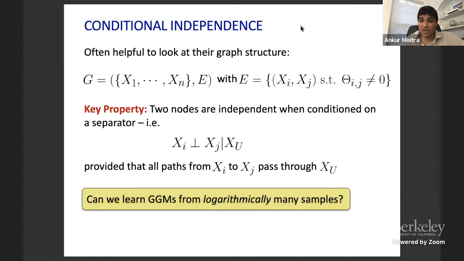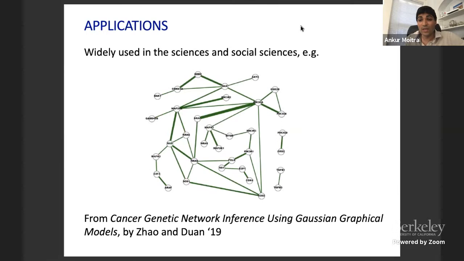So we think of them as somehow the canonical type of graph structure that we can learn in those settings. Just to give you an example, this is a network taken from a pretty recent paper, which is inferring something about the genetic network underlying certain types of cancer. The way they do this is using Gaussian graphical models as a primitive, trying to learn the precision matrix and creating a graph based on whatever they've learned.